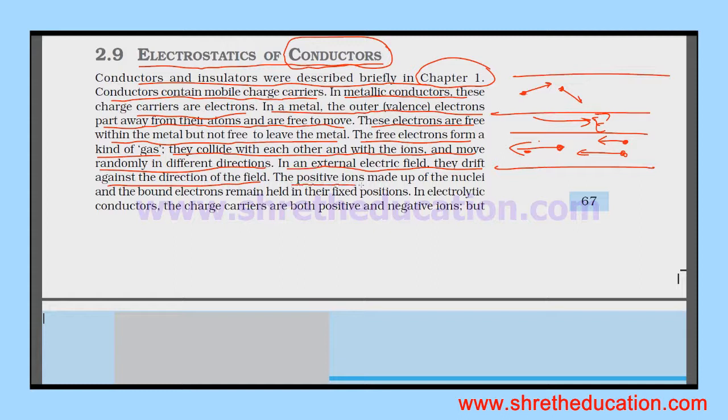The positive ion, made of the nuclei and bound electrons, remain held in their fixed positions.